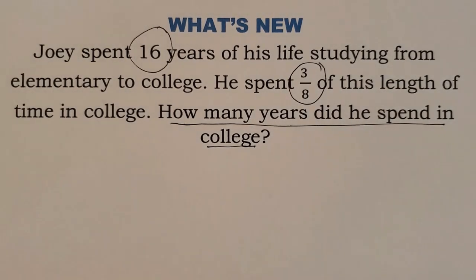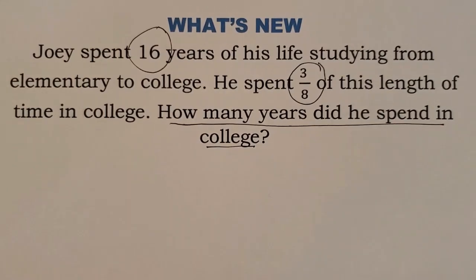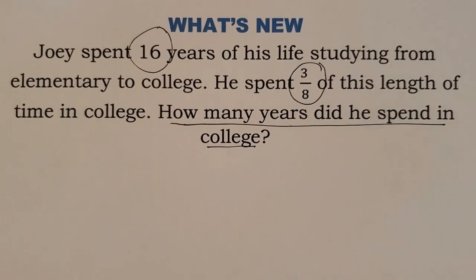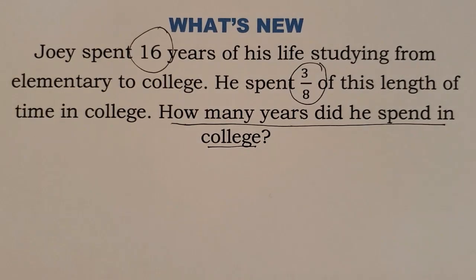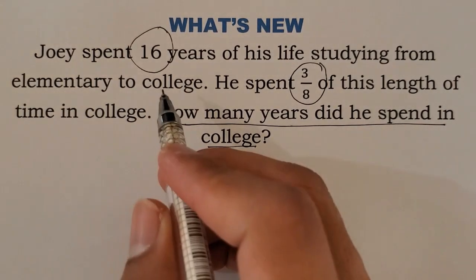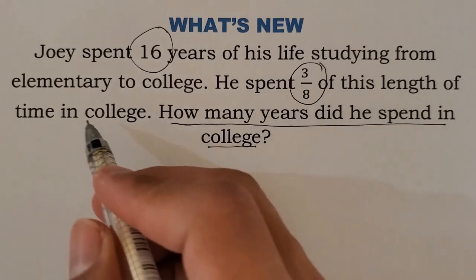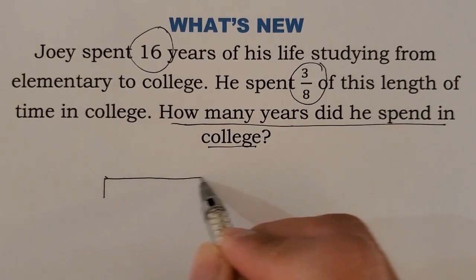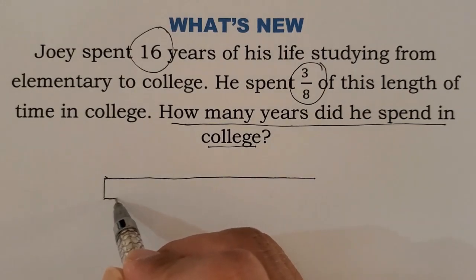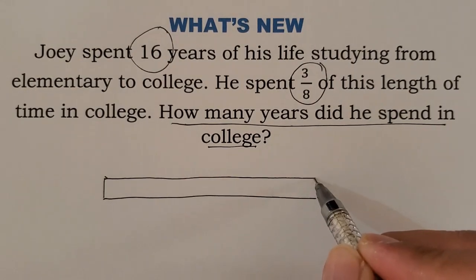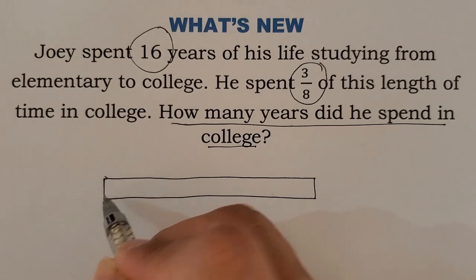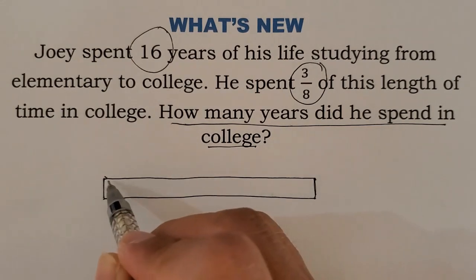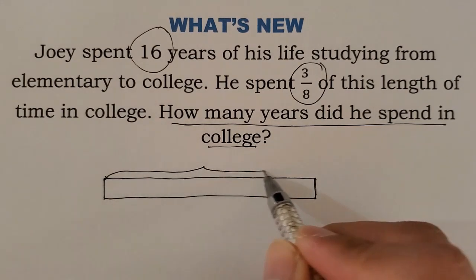To fully understand the problem, let's try to use visuals or models for our problem. For example, in our given here, we have 16 years of his life studying from elementary to college. We could represent it this way. This is the entire year spent by Joey studying from elementary to college. And that is 16 years.